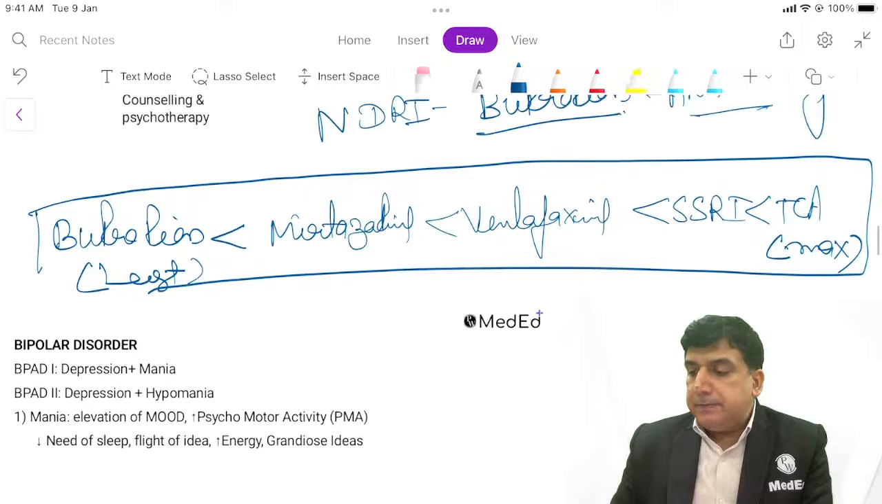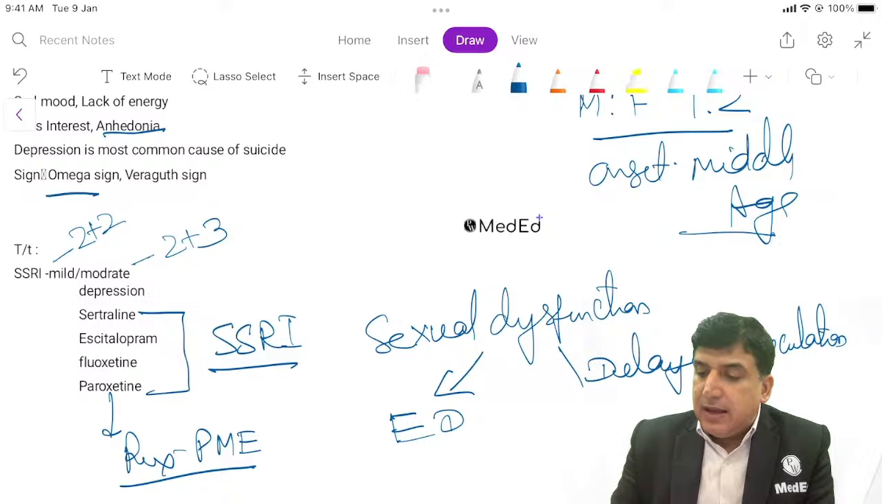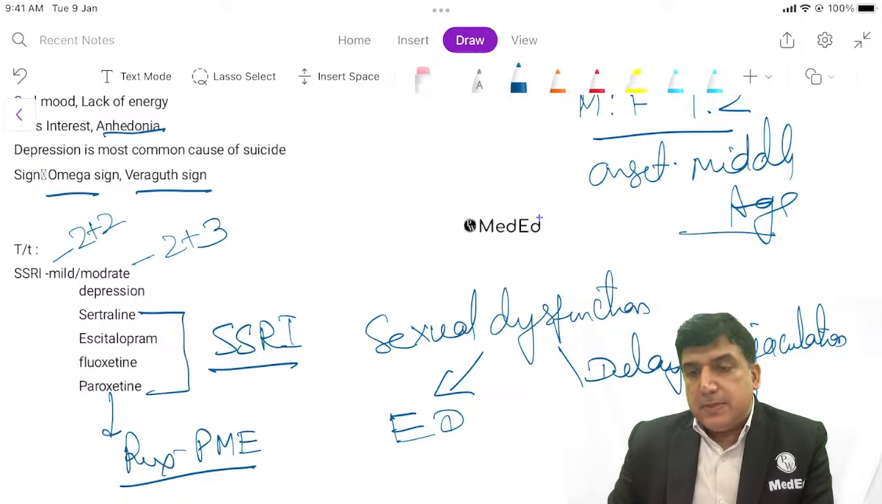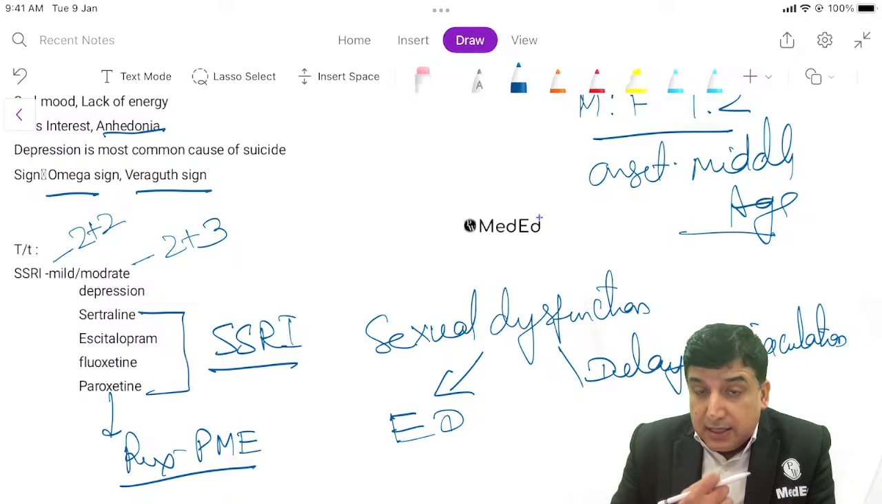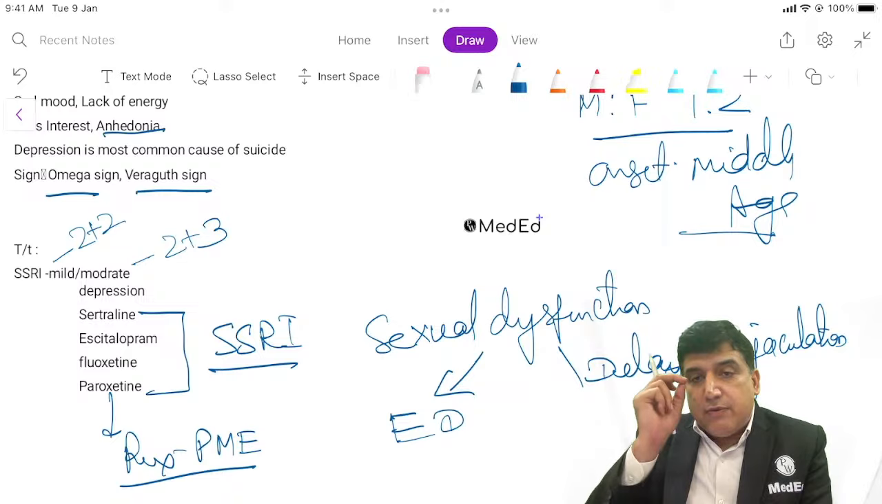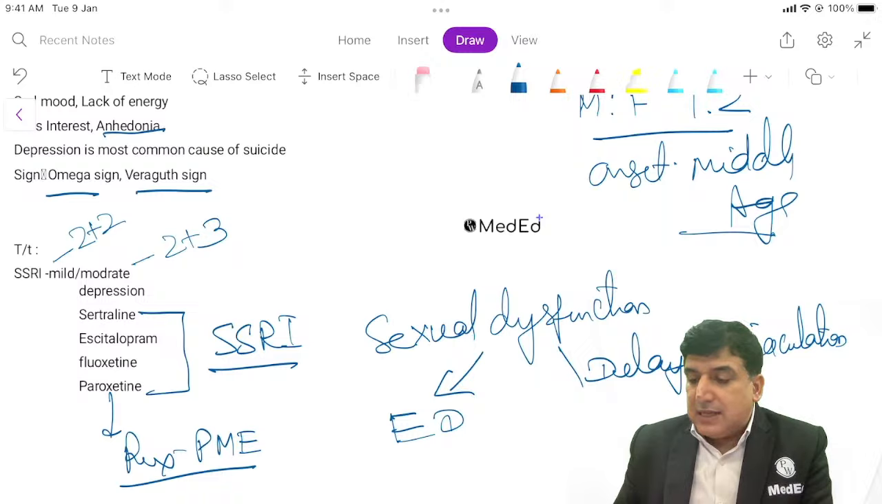Apart from that, they can ask about the omega sign and Veraguth sign. Sometimes they can ask an image-based question. There is a triangle over the frontal lobe, the omega sign, because of sadness of affect, the person appears like this. So this is the omega sign. Sometimes it is a triangular skin fold over the upper eyelid, that is the Veraguth sign. So the Veraguth sign or omega sign is seen in depression, and sometimes they can ask.